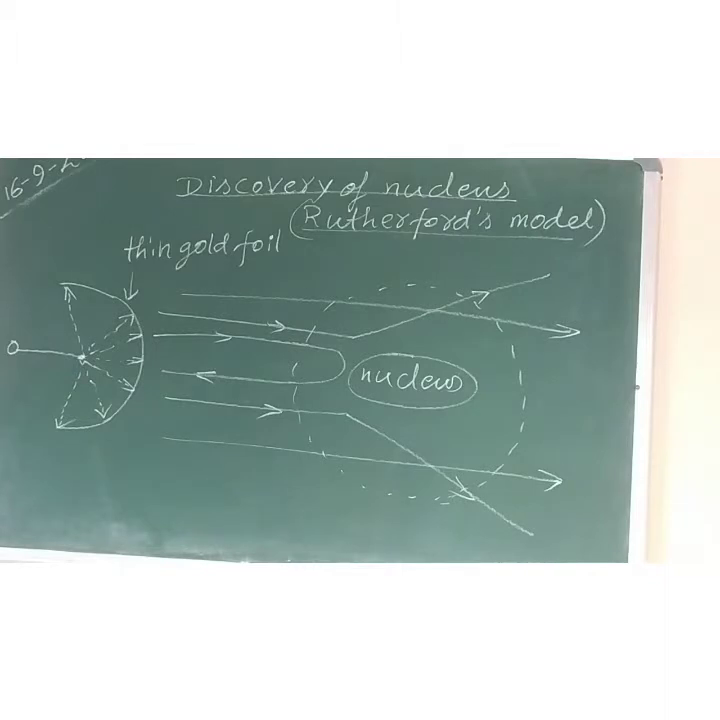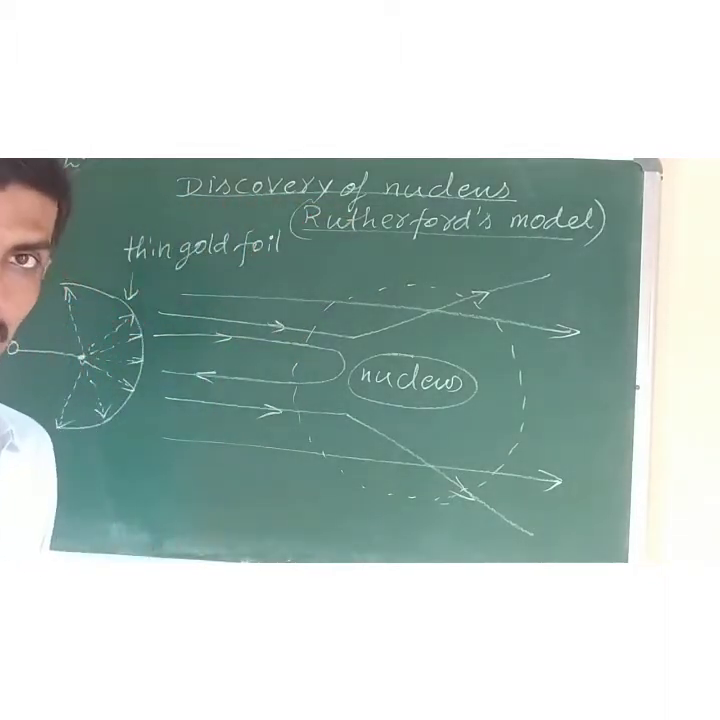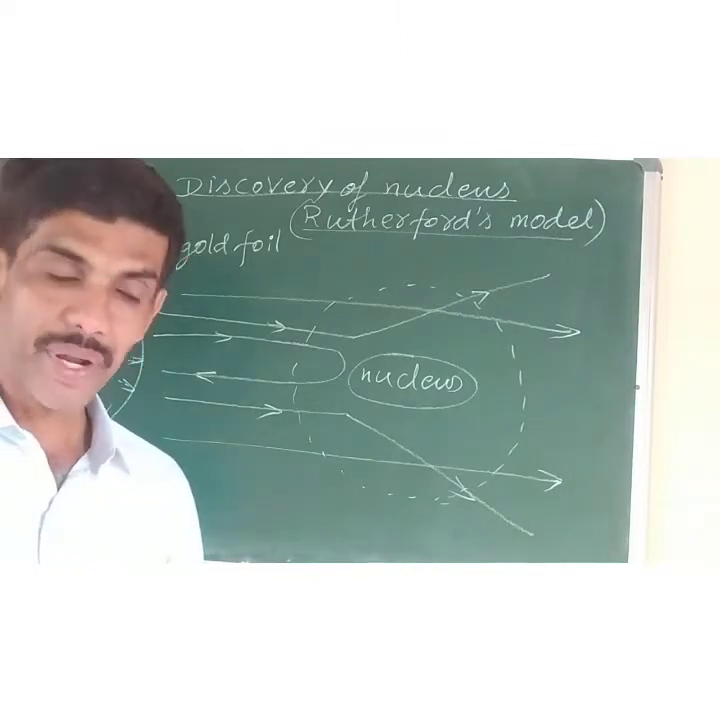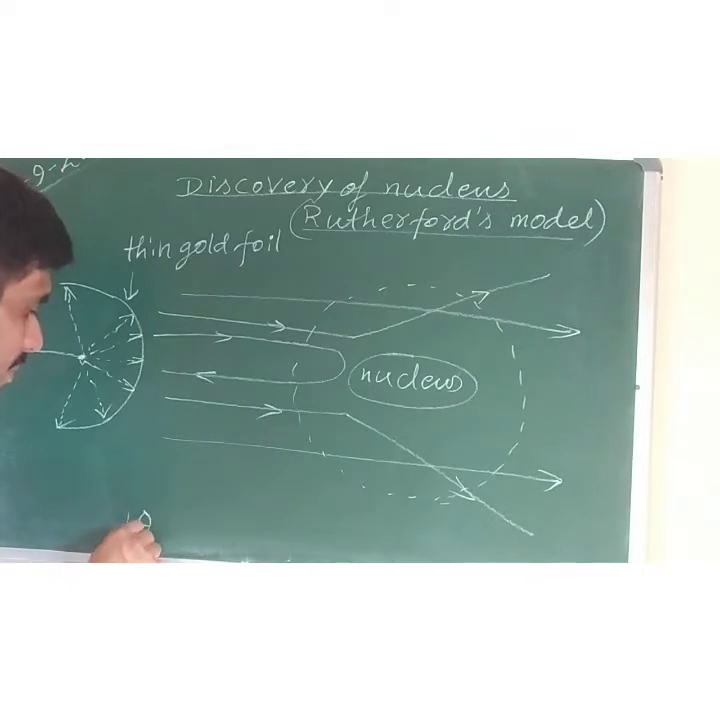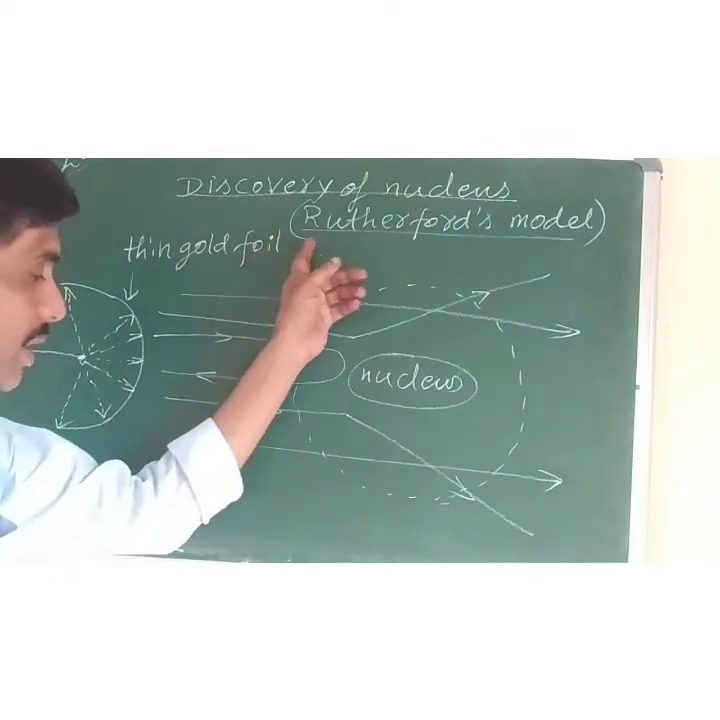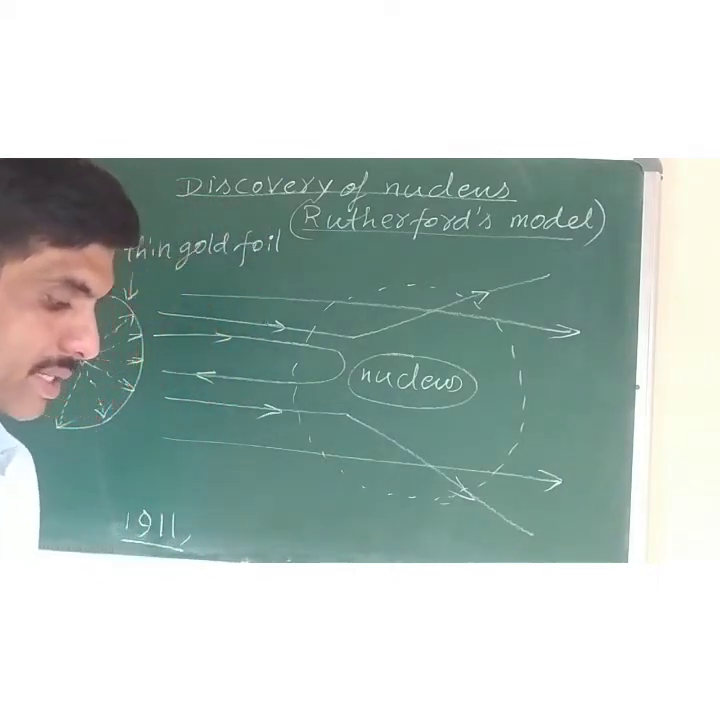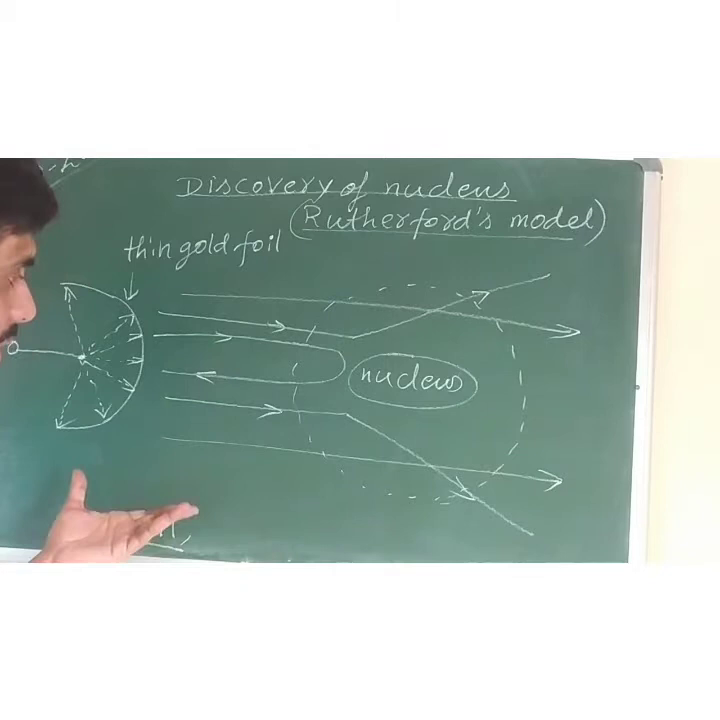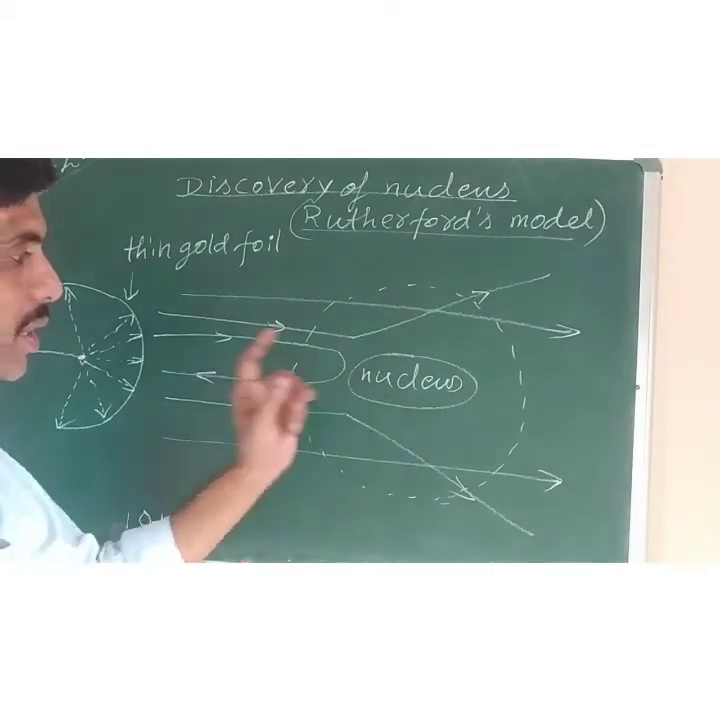Okay, now look at the diagram which is there on the board. Discovery of the nucleus, Rutherford's model. Ernest Rutherford, a British physicist, in the year 1911, discovered alpha particles. That is, he discovered that the central part of an atom is called the nucleus.